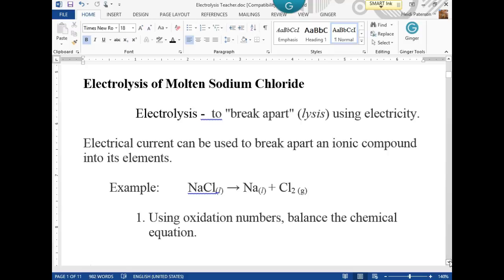Please assign oxidation numbers to all of the substances in that chemical reaction.